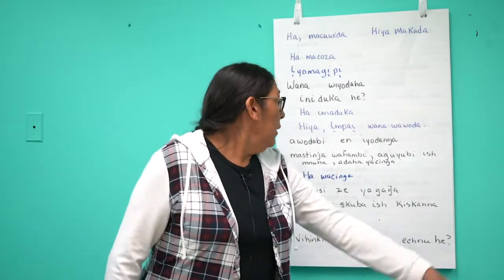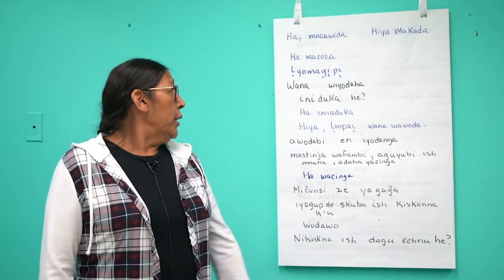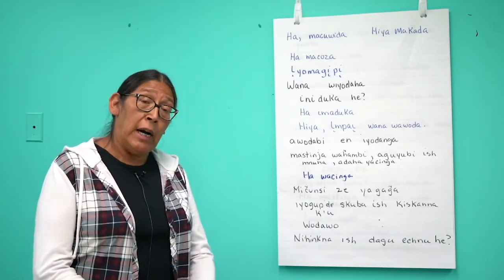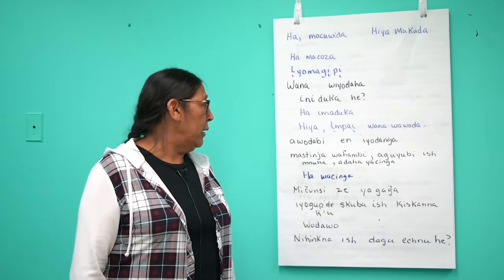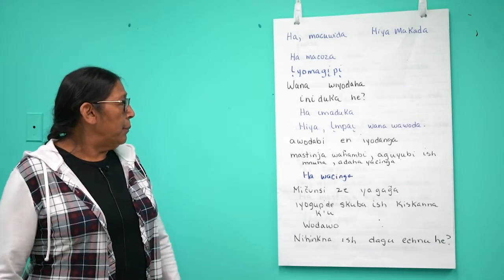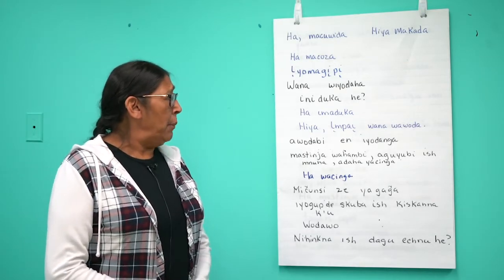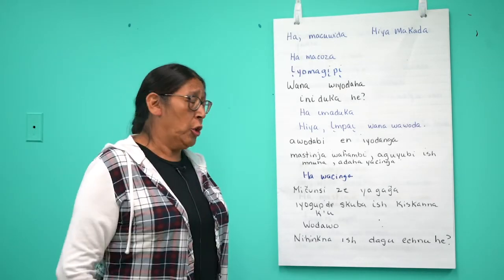Awoda be en iudanga wo. Mashtinja wahambia huabi inch no ha. Adahaya ayachinga ha. I'm telling her to come and sit down and to sit at the kitchen table. I have some rabbit soup and some bannock here, and I'm asking her, do you want some of it?